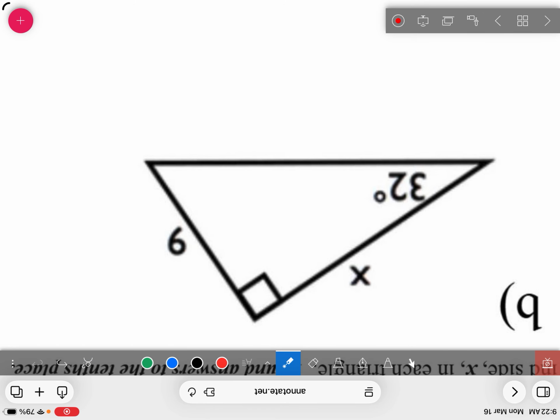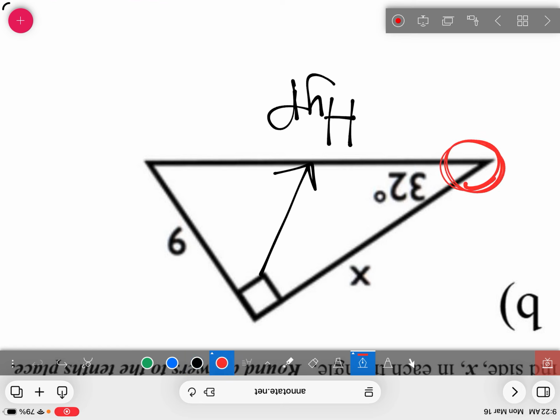Step number 1. Put your pencil in the corner of that box and draw an arrow. This side is my hypotenuse. All right, 32 is right here in this corner. So we got two sides left. I have this side, which I'm going to call the pink side, and I have this side, which is the green side. What is the green side?